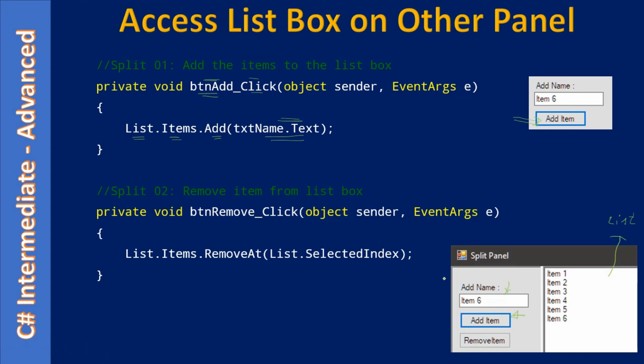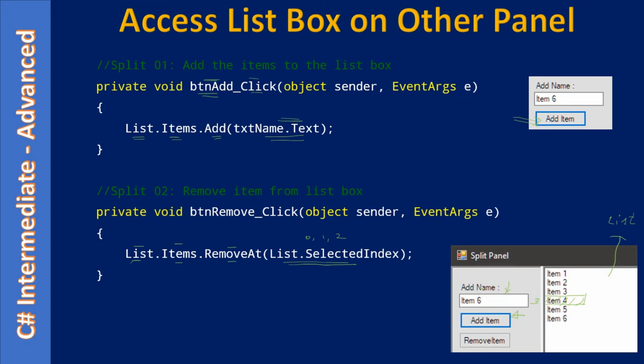Similarly, we can remove item, and if you see here, we are using the list collection items. Then we are making call to remove it. For remove it, we are passing the index like 0, 1, 2, like that we can pass. So the index that is retrieved using the list dot selected index. That means if item 4 is selected here, the index will be 0, 1, 2, 3. 3 will be passed here, and the item 4 will get removed.